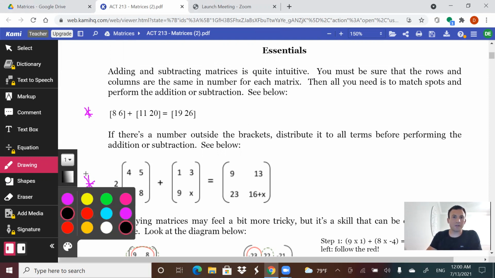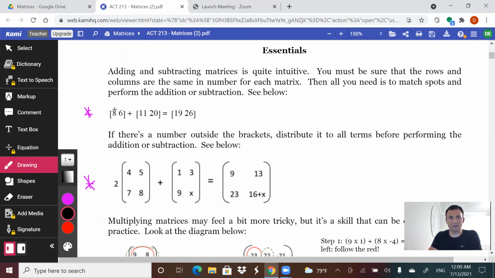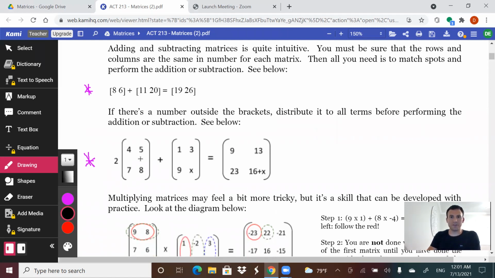These brackets represent a matrices, and we have 8 and 6 and 11 and 20, and it says add. So the 8 just goes with the 11. Each number, when it's addition or subtraction, just matches up with its same place. So we have 19, and then 6 plus 20, 26. Makes sense. With distribution, for this one, if you look at it, you distribute the 2 to all 4 areas.